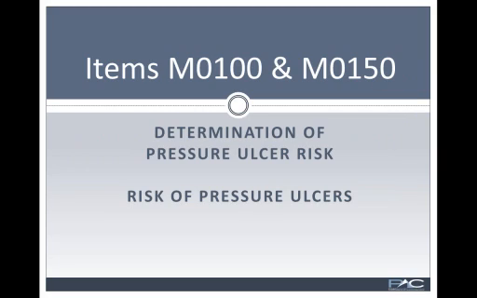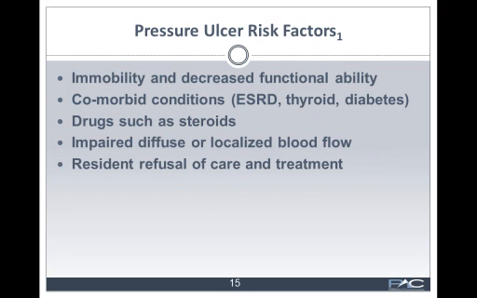Fantastic. So, all right. So first, we're just going to look briefly at the determination of pressure ulcer risk. And those of you that do the MDS on a daily basis know that there's an area on the MDS where we're going to capture that now, whether we identify people as being at risk. And some of the risk factors are immobility, decreased functional ability, many comorbid conditions you need to be looking at, end-stage renal disease, thyroid issues, diabetes, just for a few examples. Many medications as well, and steroids are a good example of what may put somebody at more risk. Impaired, diffuse, or localized blood flow.